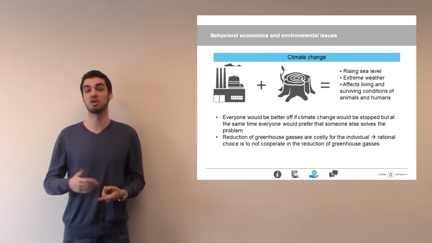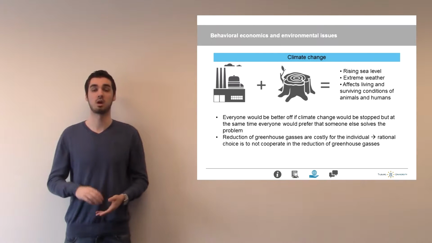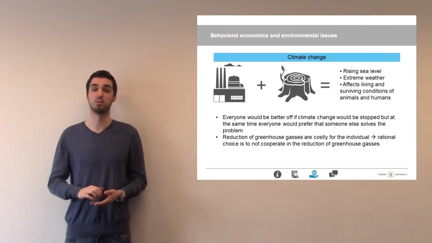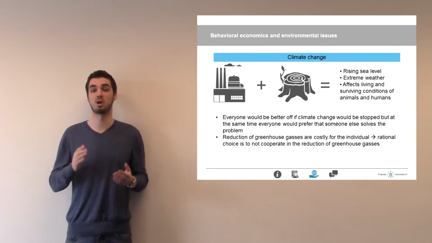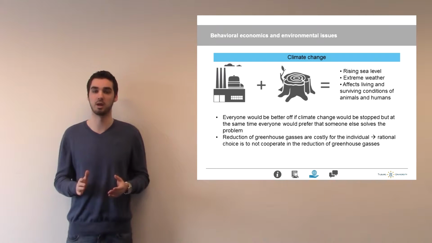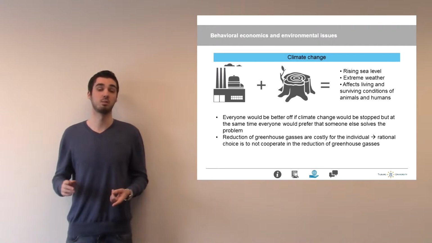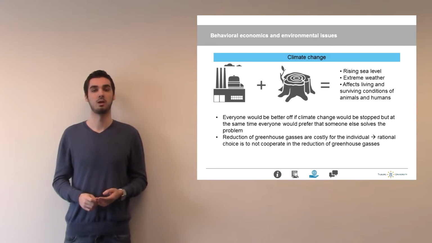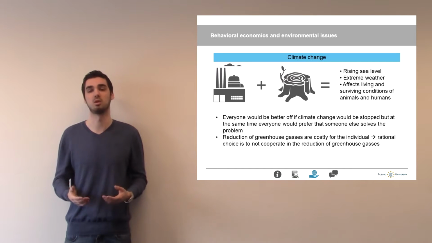And we notice that the climate is changing due to the emission of CO2, carbon dioxide. Carbon dioxide is emitted for various reasons, but we're going to focus on businesses who produce products and thereby emit a lot of CO2. And this emission of CO2 harms the environment in a big way, which means that if the environment is worsened by this, everyone is affected. This can be due to rising sea levels and extreme weather, which affect living and survival conditions of animals and humans. So everyone would be better off if climate change would be stopped and the problem would be solved.